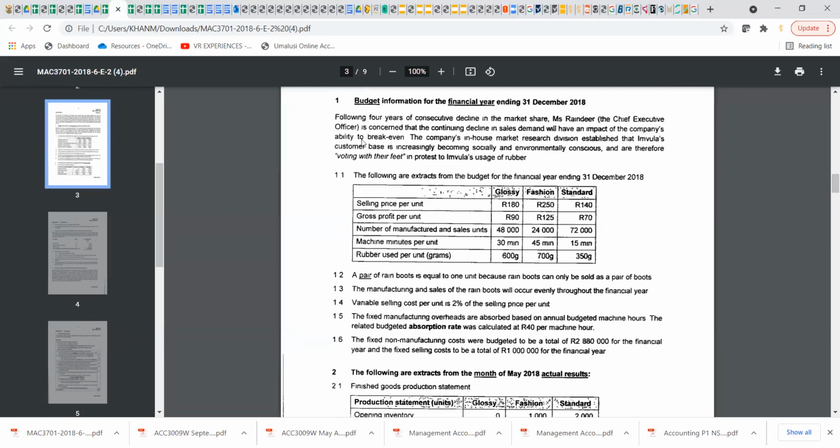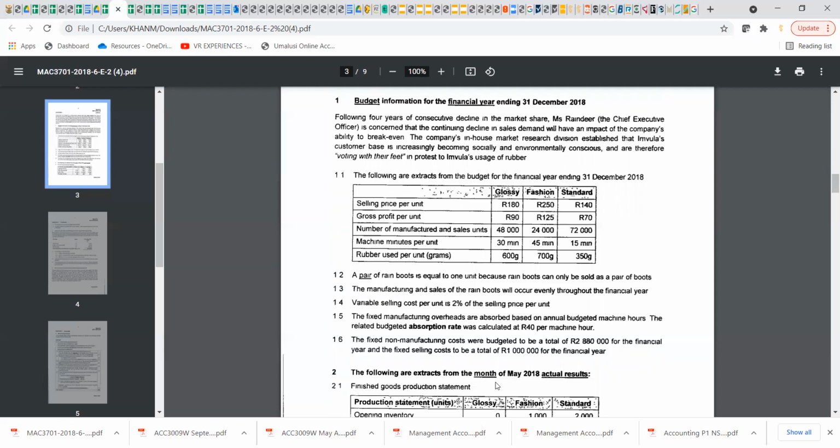We're only going to read number one, because that's the budgeted. You can see number two is actual, so we're not interested in actual right now. They say the following are extracts from the budget for the financial year ending 31 December. There is selling price. There is gross profit per unit. When you see gross profit per unit, you must automatically know that we are dealing with an absorption costing system.